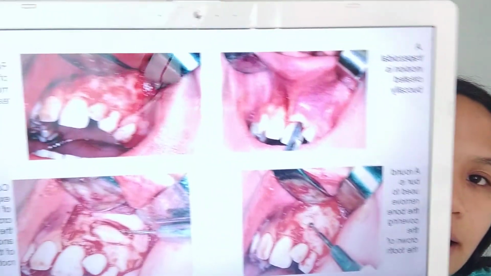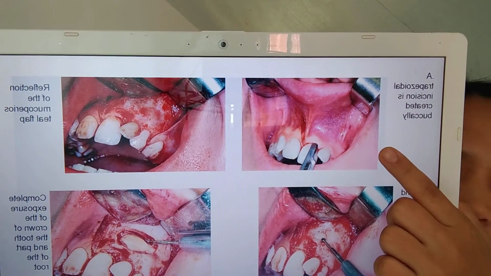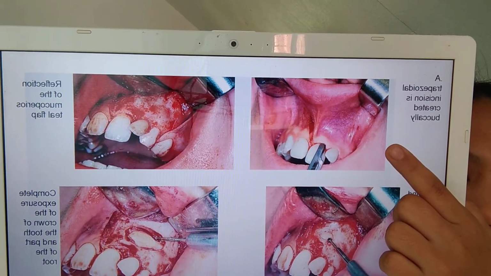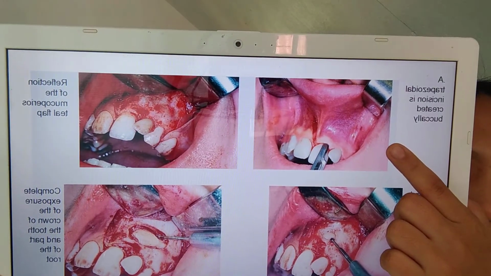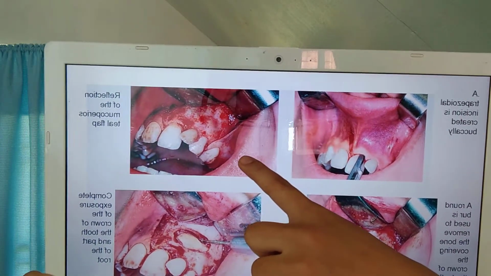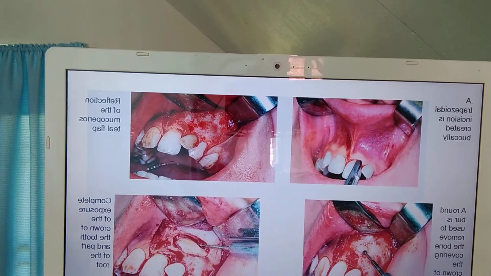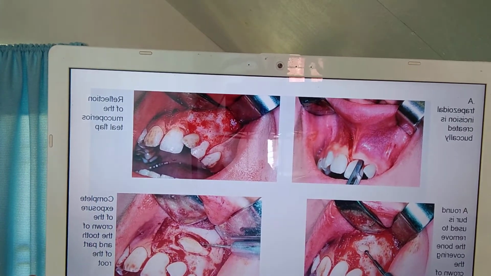So for the first one, if the impacted tooth is localized labially and is entirely covered by bone, the procedure for the removal is as follows. Let us look at the first picture. A trapezoidal incision is created, and the mucoperiosteum is then reflected. Here on the second picture, we can see that the mucoperiosteum is reflected. And then the bone covering the tooth is removed using a round burr.